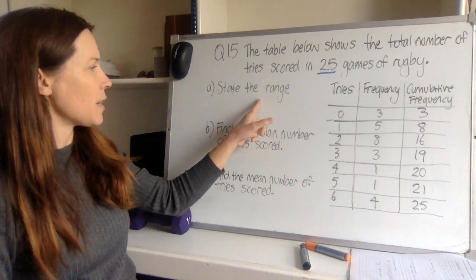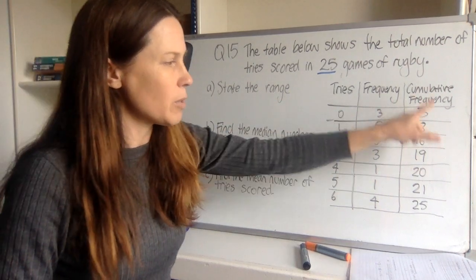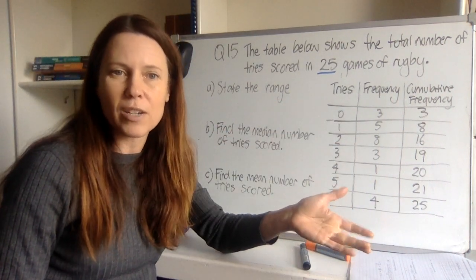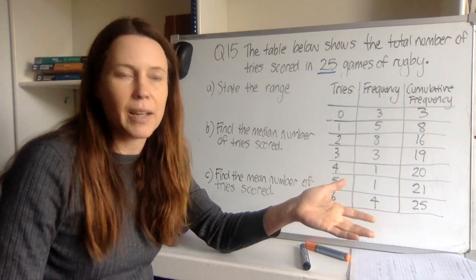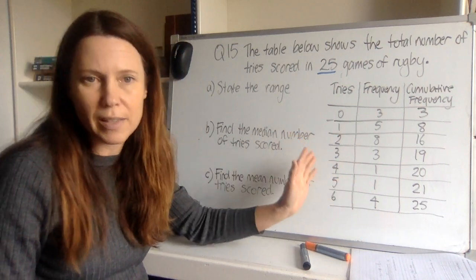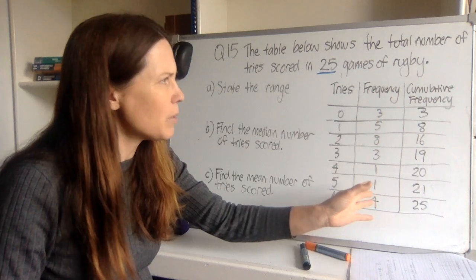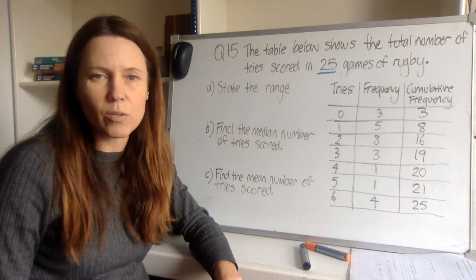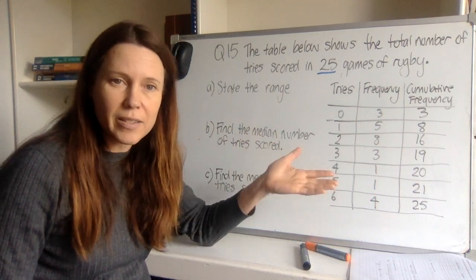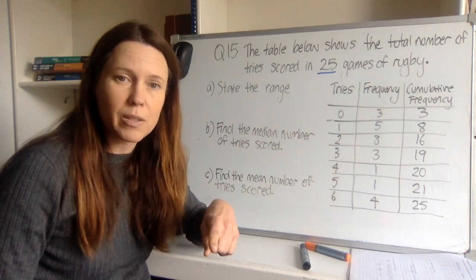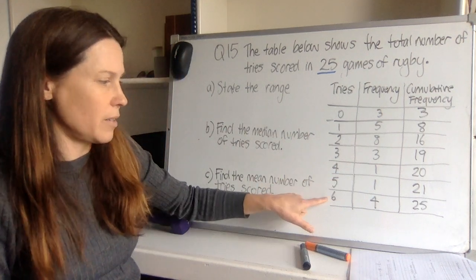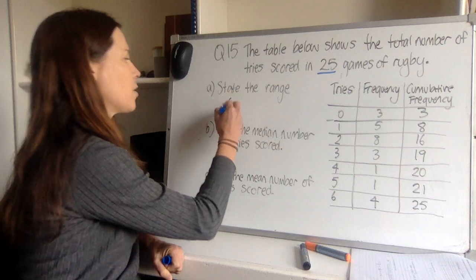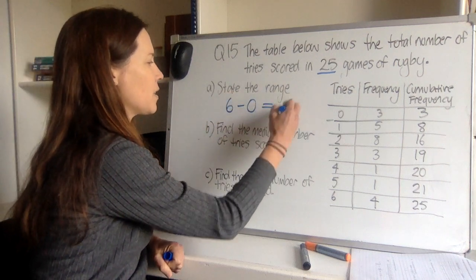So when it says here state the range, we're not looking at these numbers or these numbers. We're talking about the range of things that happened. And the things that happened is the number of tries that they scored. How many times it happened has nothing to do with range at all. So the range is the highest score minus the lowest score. And here the score is 6 minus 0. So we literally say it's 6.